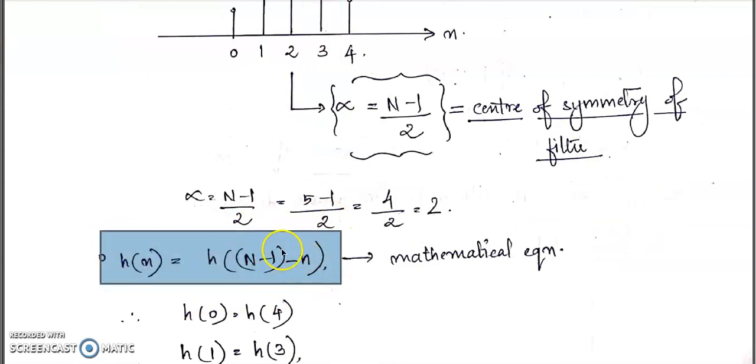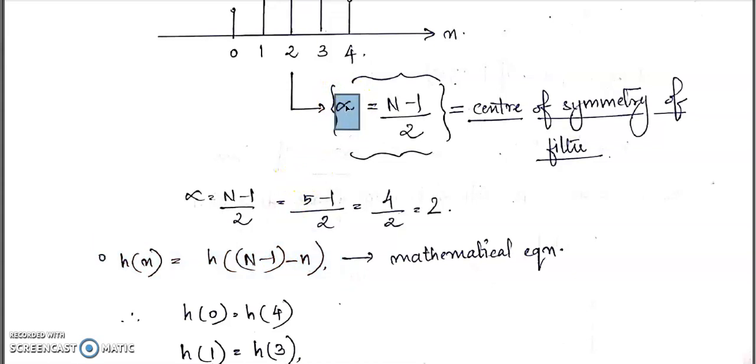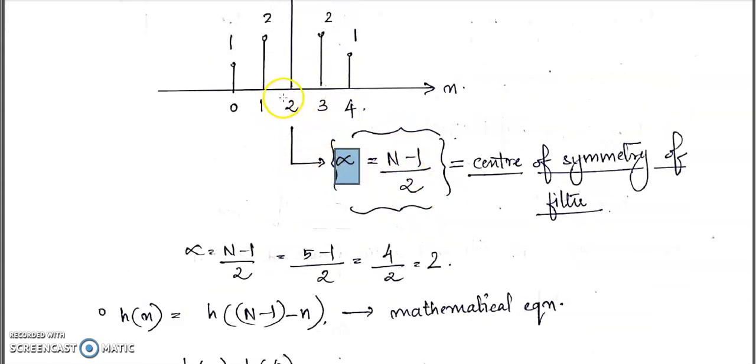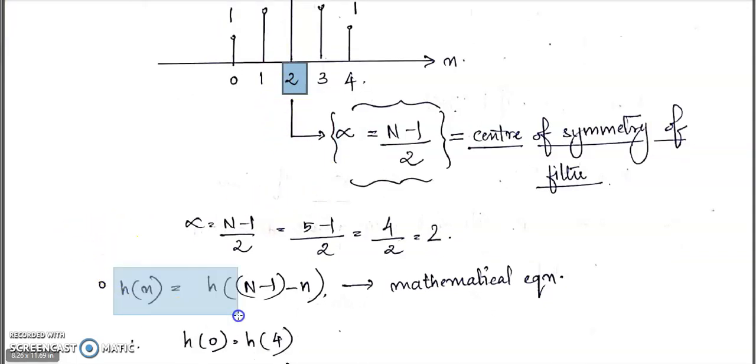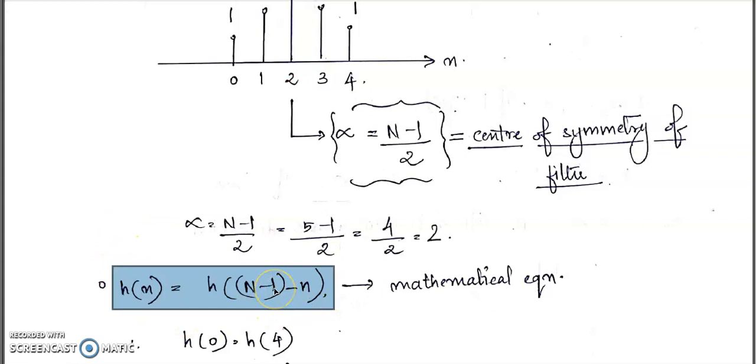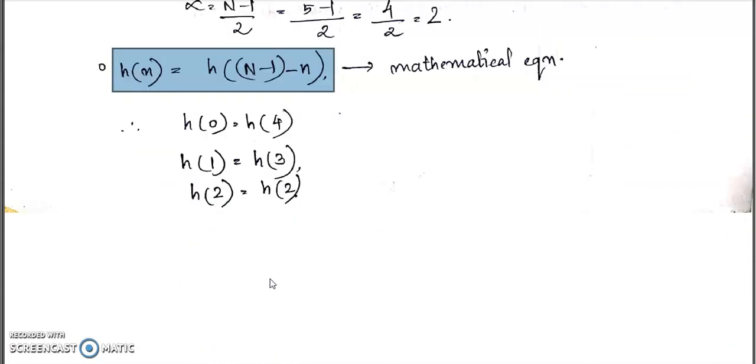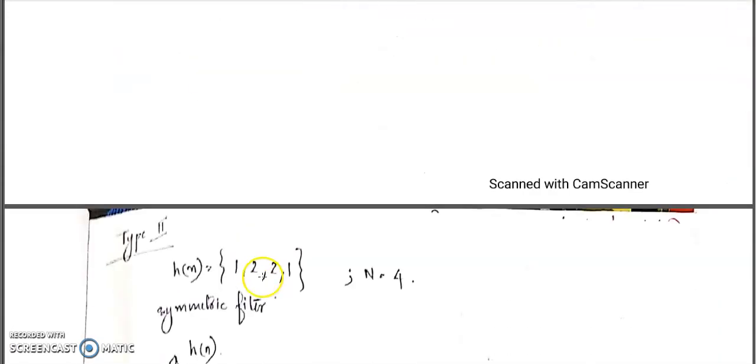In the case of the type 1 filter, we can say that the expression for the center of symmetry is alpha equals n minus 1 by 2. In this case, the number of elements will be 5. So with respect to 2, the impulse response is symmetric, and this expression is also satisfied. This is the type 1 filter. Then next we move on to the type 2 filter.